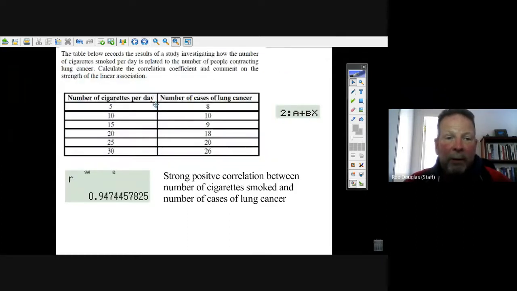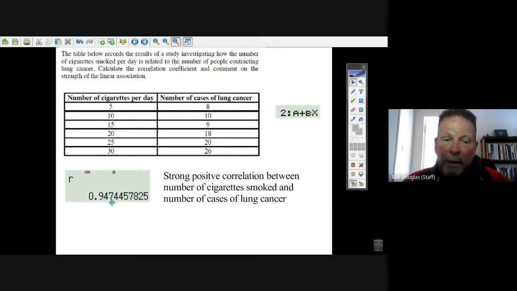And that's what we do with the number of cigarettes put in here and the number of cancer cases. I put this data into my calculator, and then I pressed AC. I'm looking to see if cigarettes correlate with lung cancer. So these go in for X, these go in for Y. Press AC, shift stat, regression, and then look for the little R there. And there it is, 0.947.